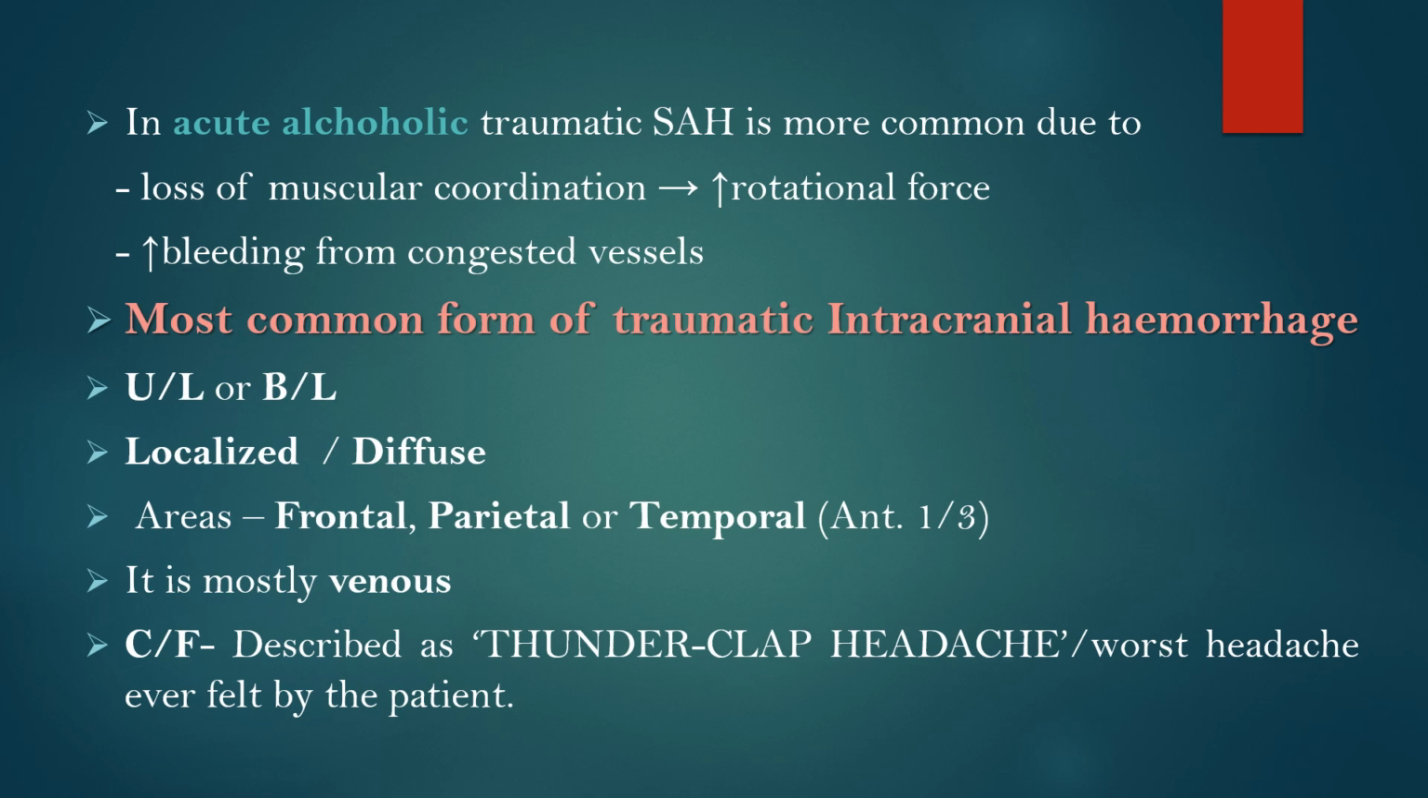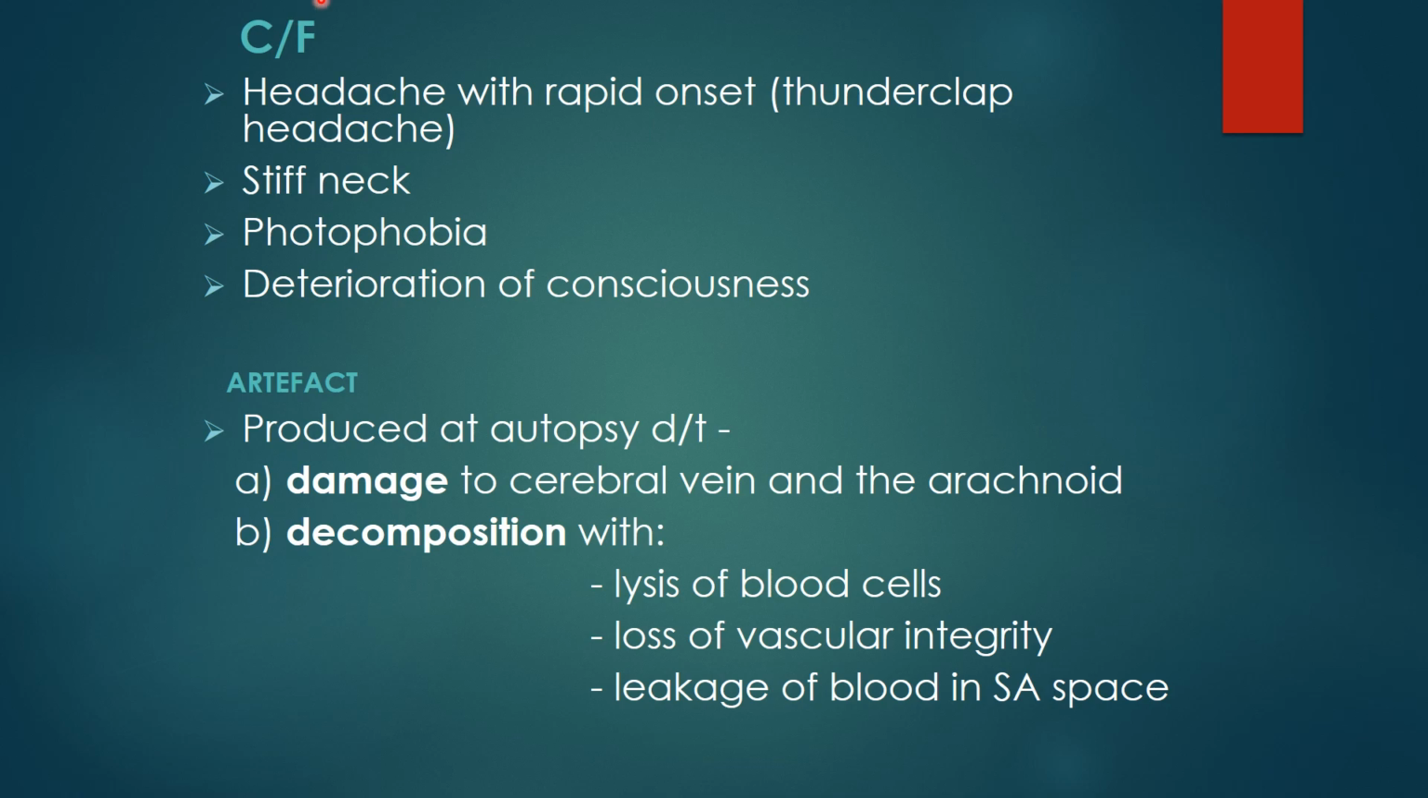And when it occurs, the headache is so severe. This is the worst headache felt by the person, and it is traditionally described as the thunderclap headache. Usually, the patient will not say thunderclap. The patient will say, I have never ever felt this much headache in my entire life. That is the traditional description of subarachnoid hemorrhage given by the person. So headache with rapid onset, maybe a thunderclap type.